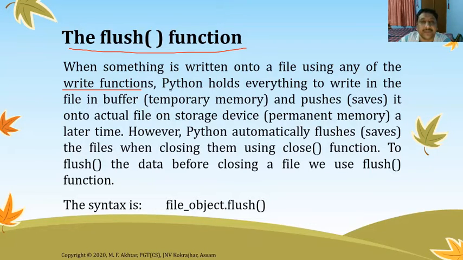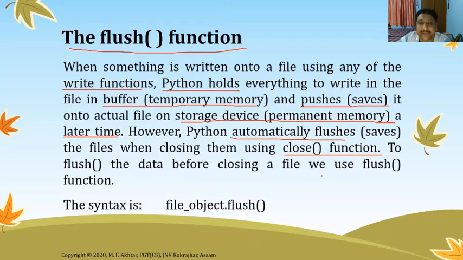See here, Python holds everything to write in a buffer, temporary memory. Then it pushes the data onto the actual file in the permanent storage at a later time, after some time. However, Python automatically flushes or saves the file when closing it using the close function. It happens automatically. When we execute the close function, it automatically saves the data in the permanent storage device.